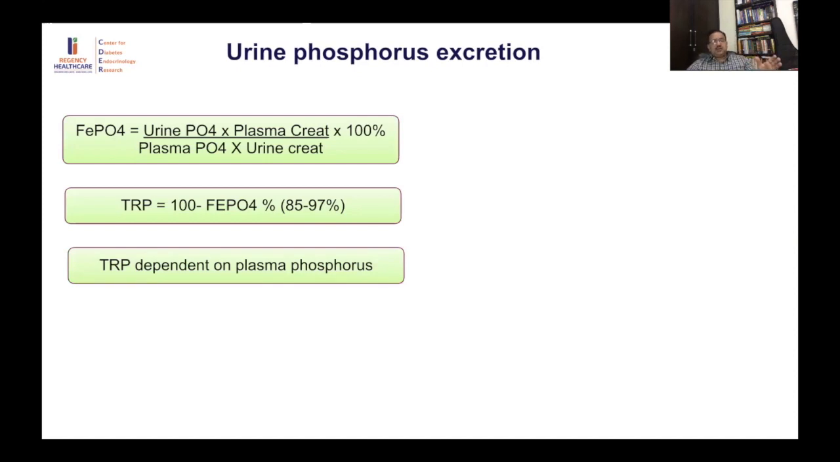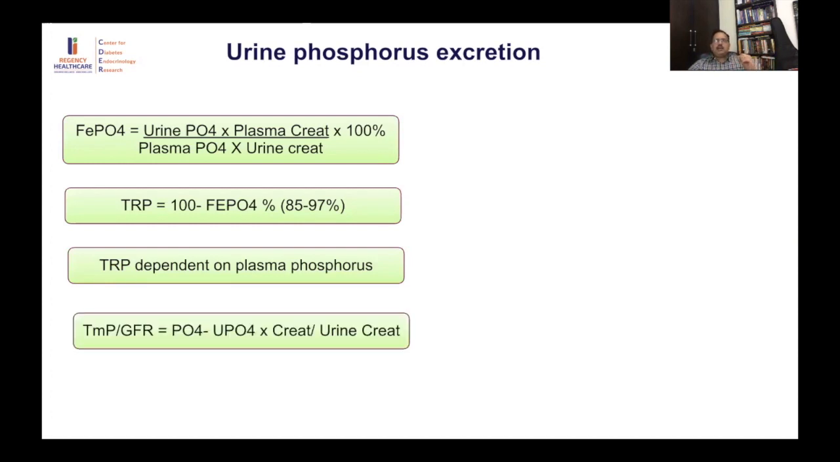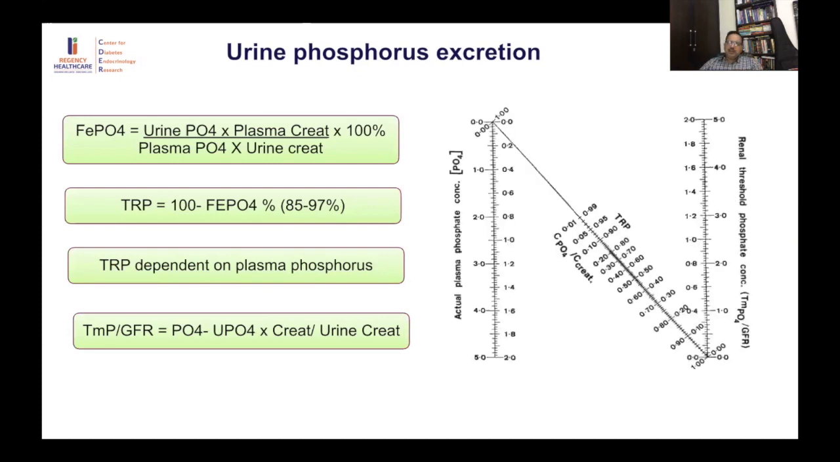So the best way to assess phosphorus excretion from the kidney is to look at the tubular maximum of phosphate for GFR, which is calculated based upon plasma phosphorus and urinary phosphorus. And there are nomograms also available, which can be used to assess urinary phosphorus excretion. In general, because phosphorus is largely regulated at the level of the kidneys, if you have low levels of phosphorus, it usually means that there is increased phosphorus excretion by the kidney.